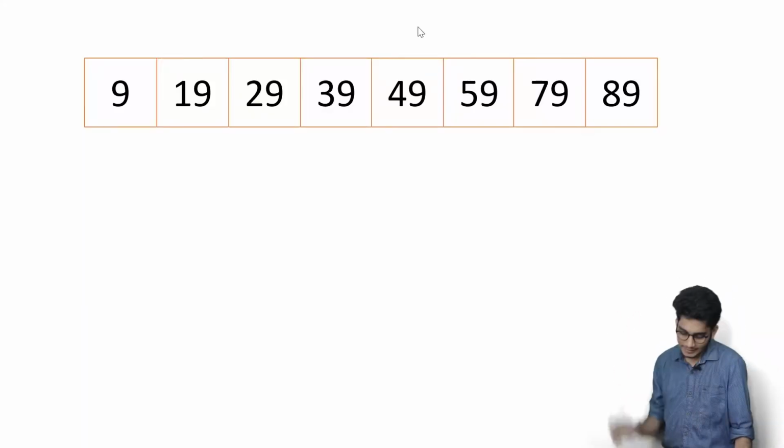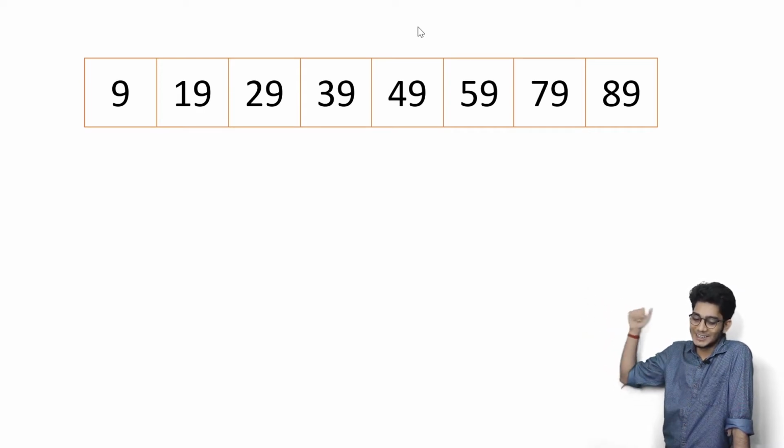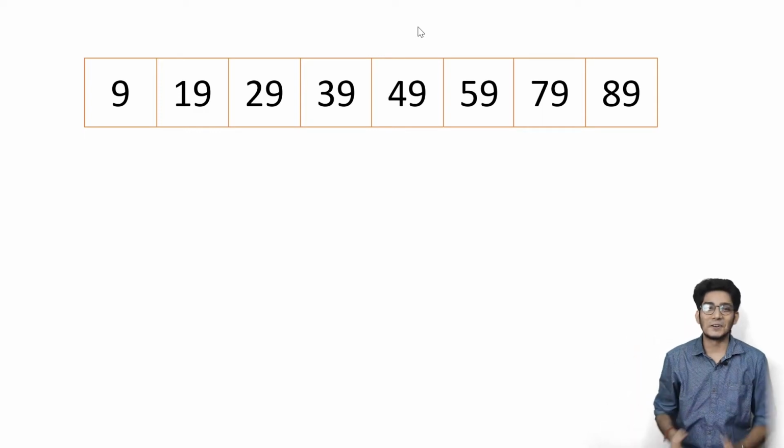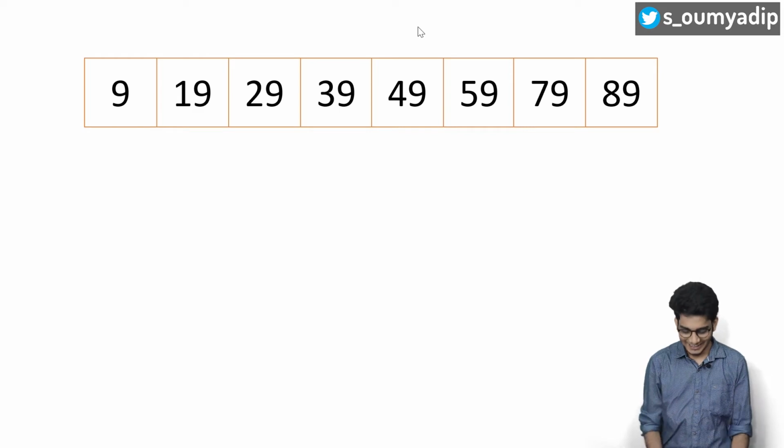So what do you mean by homogeneous data type? If it's storing int, it will only store int. If it's storing float, it will only store float. So an array is homogeneous and contiguous. Now as you can see on my screen, I have written 9, 19, 29, 39, 49, 59, 79 and 89. So this is how you can store data.